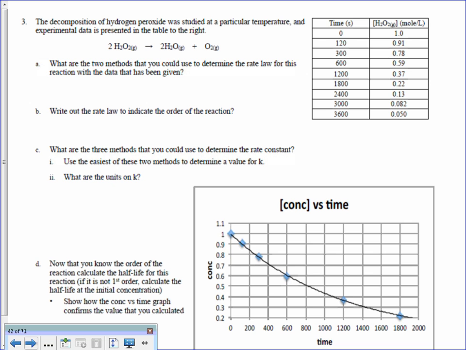You could say initial was 1, so ln of 1, and then final was 0.2, and that would be ln of 0.2, and you could plug in the time it took, 1800 seconds, and solve for k. What would the units be? Actually, no, I got one more way.